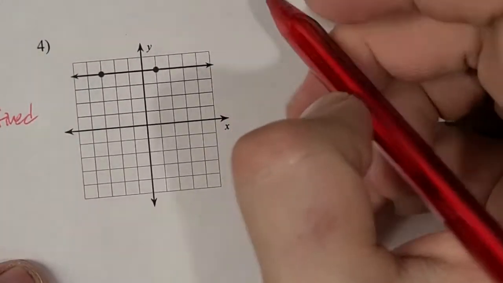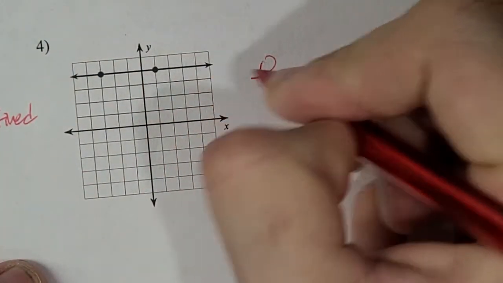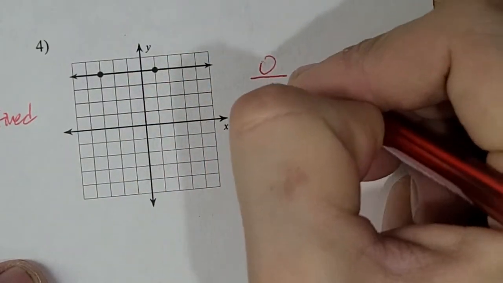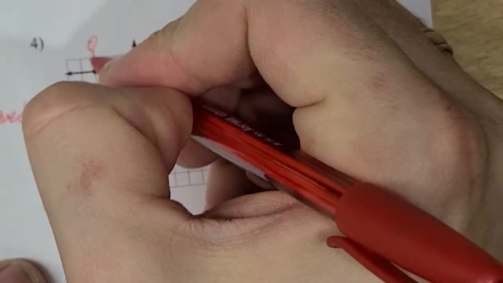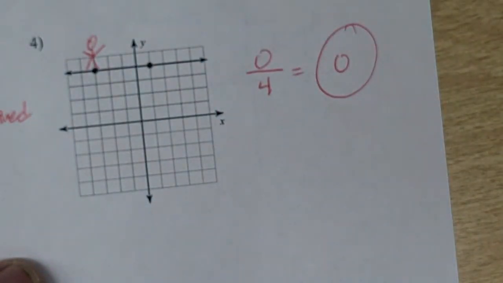Number 4 is slightly different. This time I don't have a rise or fall, but I have a run of 4. This one is 0, because that's flat ground. I can run on flat ground, and it's not going to help or hurt my run.